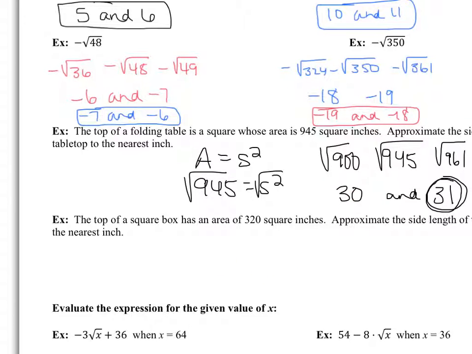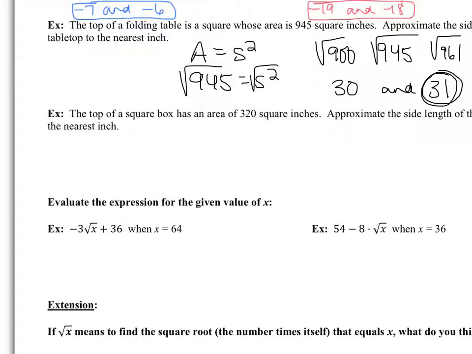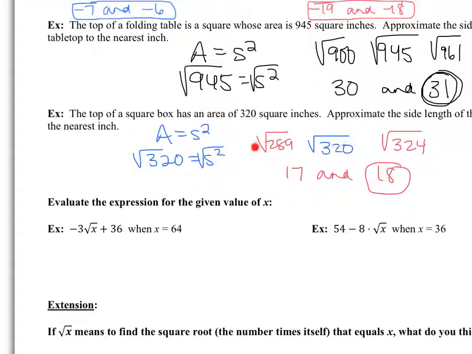Pause the video, give this one a try, press play when you're ready to check your answers. So the square root of 320 falls between the square root of 289 and 324, which are 17 and 18, but it would be far closer to 18.